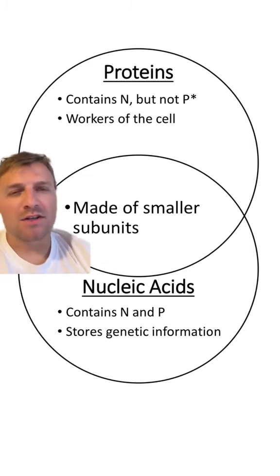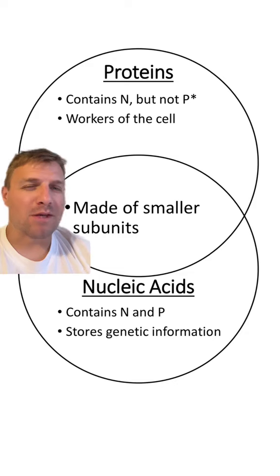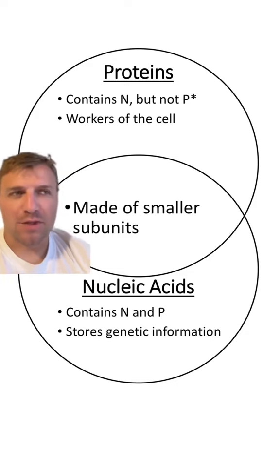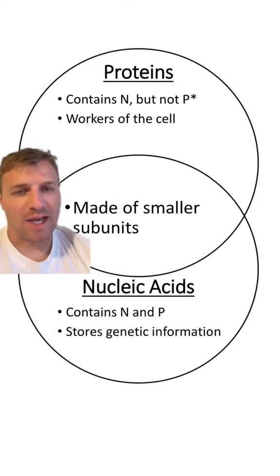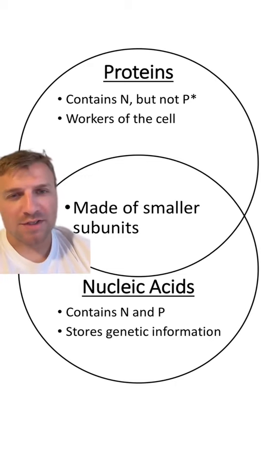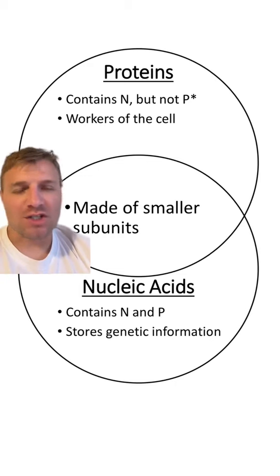Now, you might have noticed under proteins it says, but not phosphorus. That's because some amino acids will contain phosphorus, but those are specific individual amino acids. Proteins are the workers of the cell, while nucleic acids store genetic information.